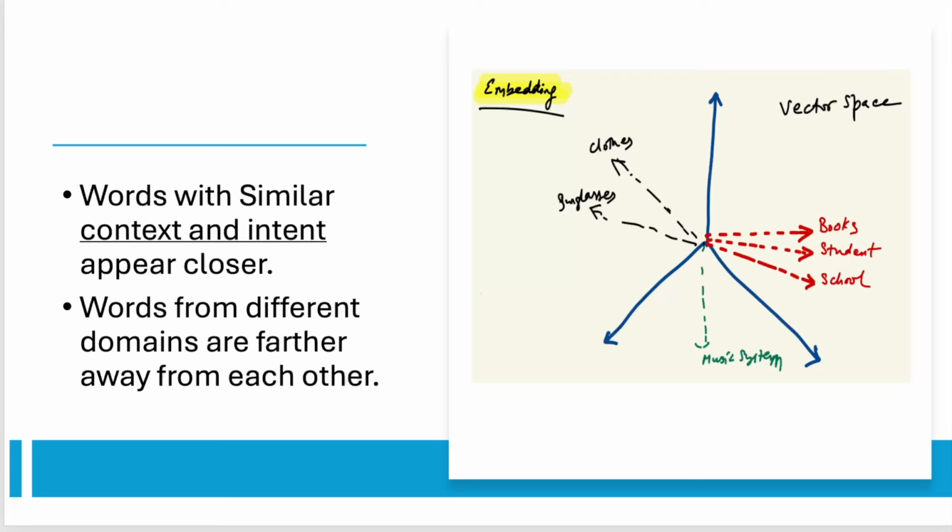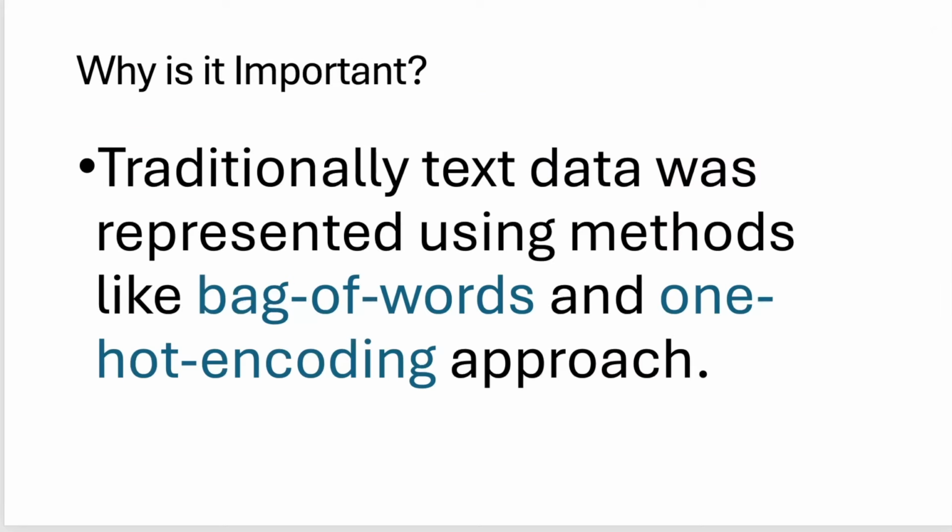And this is a high dimensional space. So this is not like a 2-dimensional X, Y axis. This is like tons of axes. In that space, you are putting the word somewhere, and that's what the embedding model does. And in that process, words with similar context and intent appear closer, and words from different domains are further away from each other. That's what the embedding model is able to achieve.